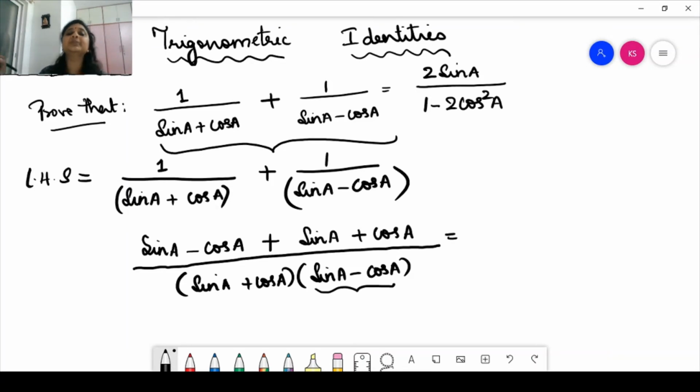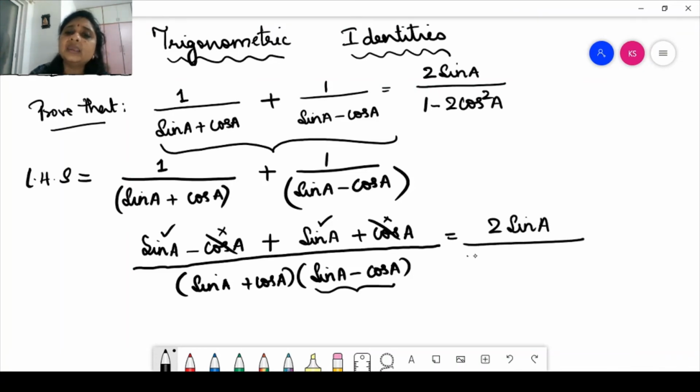So now how to simplify this? Now again, we have to keep simplifying. If you see, minus cos A and plus cos A are like terms. Sine A and sine A, cos A and cos A are like terms. So minus cos A and plus cos A gets nullified. It gives you a 0. And sine A plus sine A, like how you deal with algebraic variables, the same way you'll have to deal with this. So sine A plus sine A is going to be 2 sine A, divided by sine A plus cos A into sine A minus cos A. Now observe, you can use an identity here. It is of the form A plus B into A minus B.